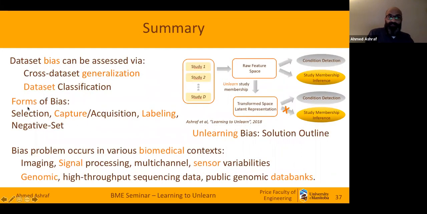So in summary, we have figured out that we can assess the presence of dataset bias, if you're dealing with a collection of multiple studies or data sets, by analyzing cross dataset generalization, by trying to learn a dataset membership classifier. We talked about the different kinds of bias: selection bias, acquisition bias, and the tricky negative set bias, as I mentioned. And then we have this general solution outline, and it can have different incarnations.